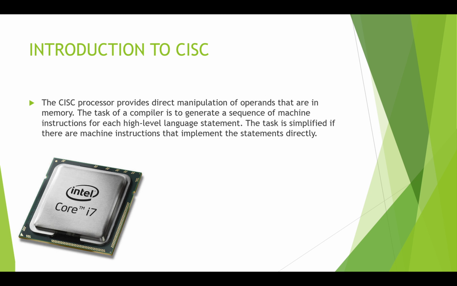Now, the introduction to CISC. The CISC processor provides direct manipulation of operands that are in memory. The task of the compiler is to generate a sequence of machine instructions for each high-level language statement. The task is simplified if there are machine instructions that implement the statements directly. So this is the pictorial representation of CISC.